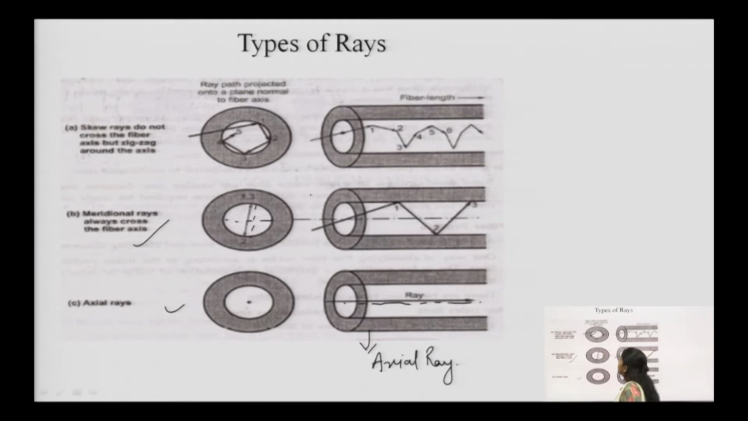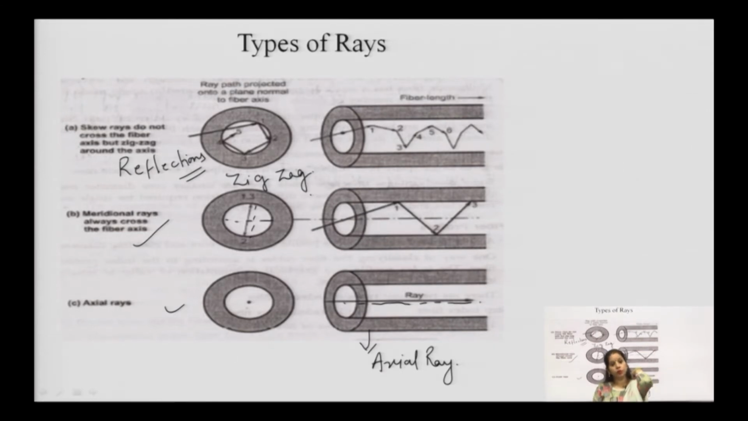And now comes the skew rays. Are you able to see in this picture that it is following the zigzag shape? It undergoes multiple reflections before coming out of the fiber, and these reflections play a very important and significant role when we are talking about the advantage of this particular skew rays.